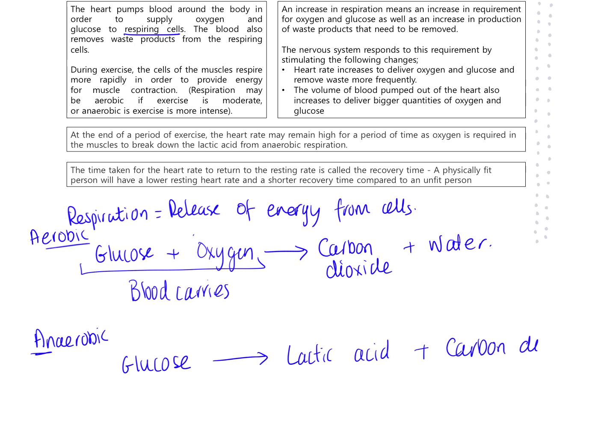And lactic acid is what gives you a stitch. You know that feeling you get in your side? Okay? And how you actually get rid of it is literally like pushing breath out of you. Like doing like that type of thing.